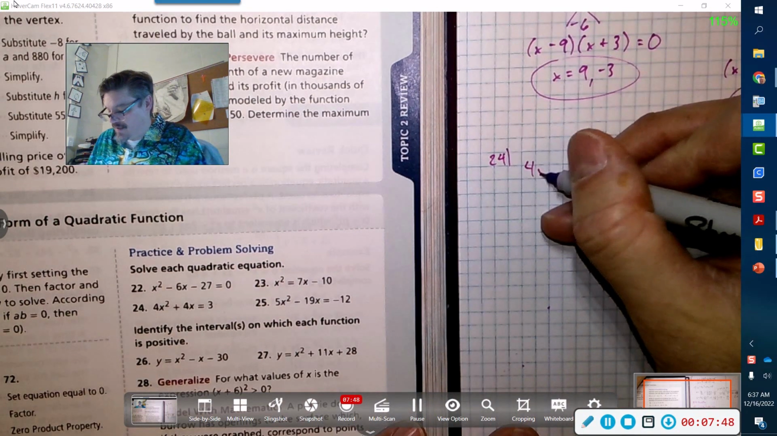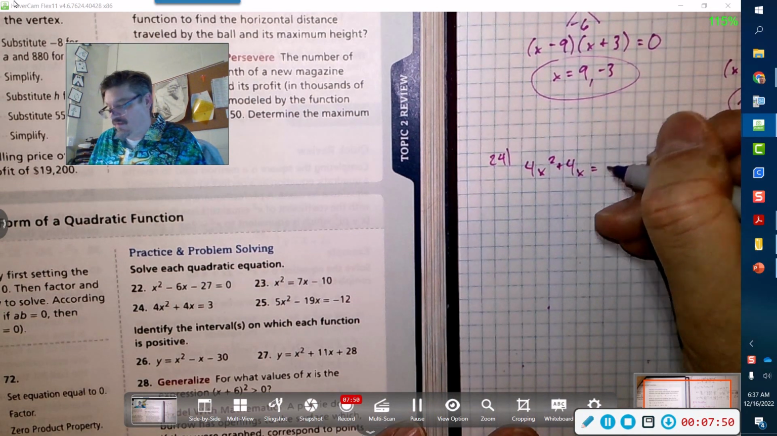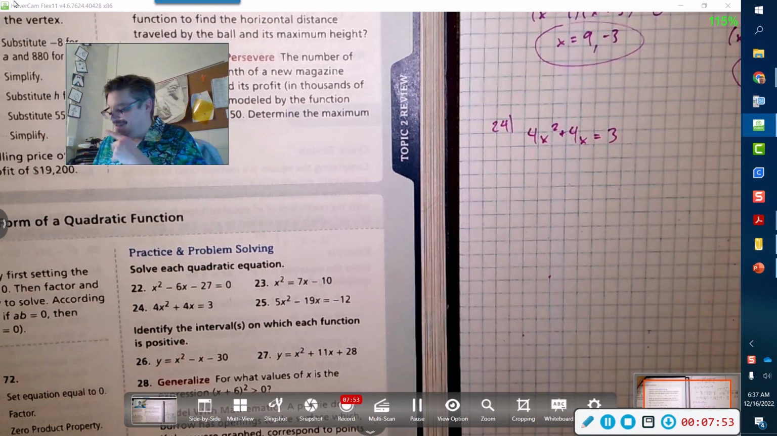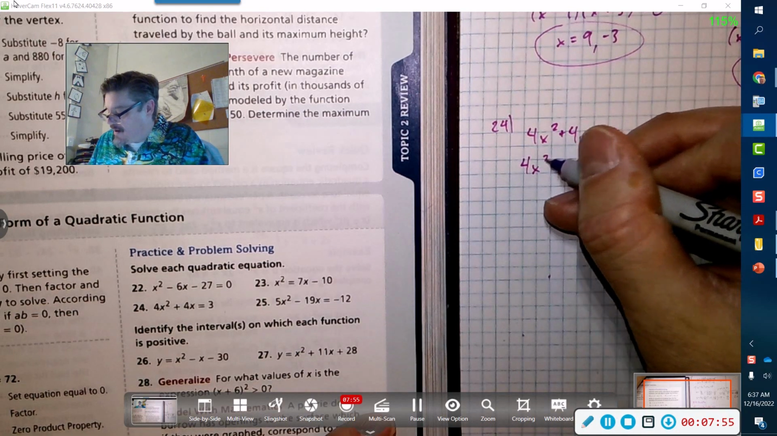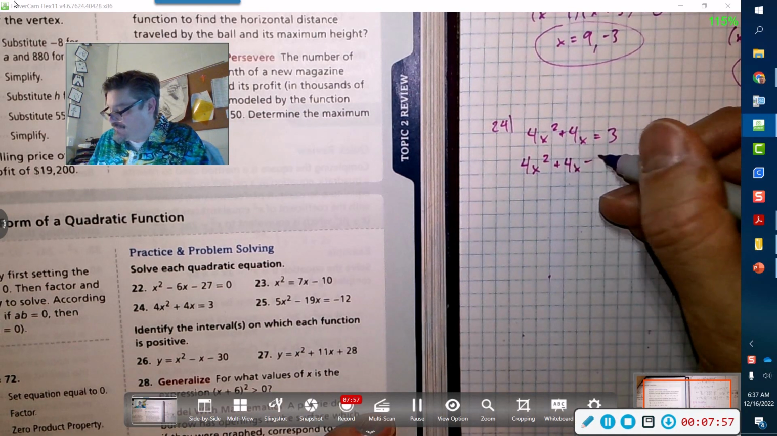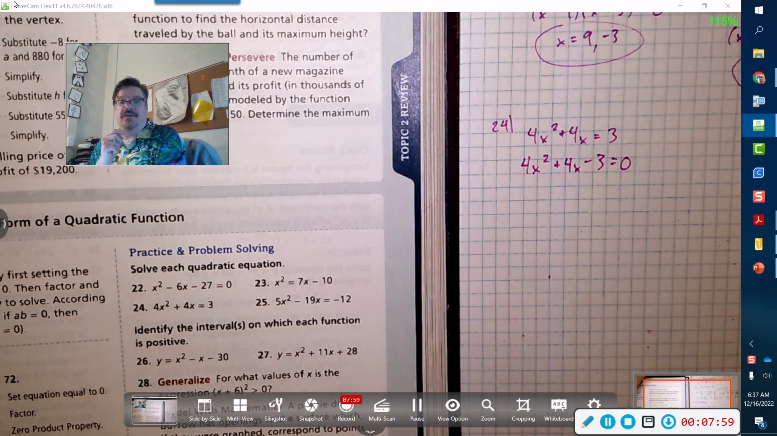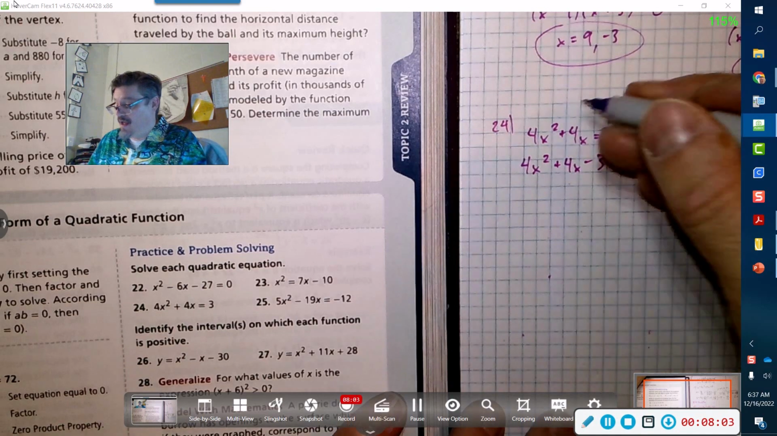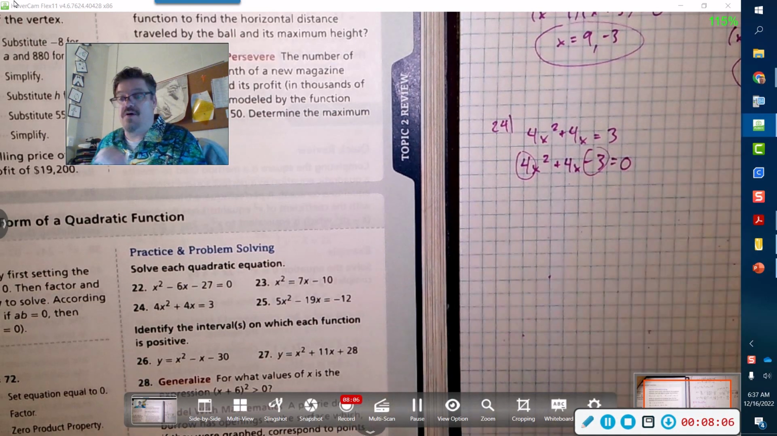We got 4x squared plus 4x equals 3. All right, now this one is still not dialed to 0, but I am actually going to have to use, I got to use the AC method, so I'm not looking for factors in negative 3. I'm looking for factors of these two multiplied together.